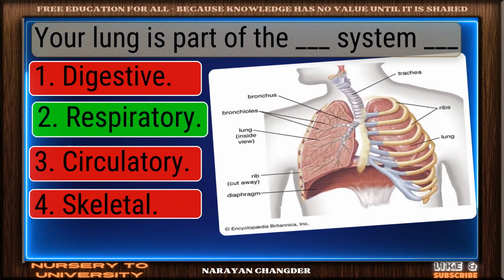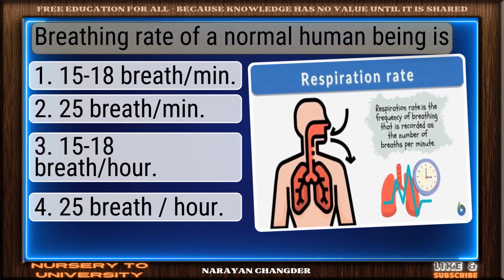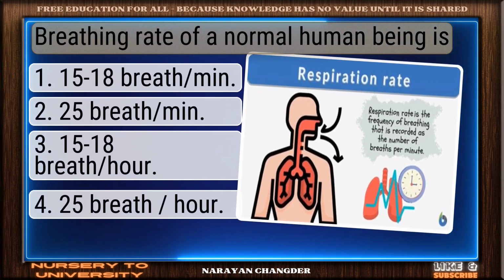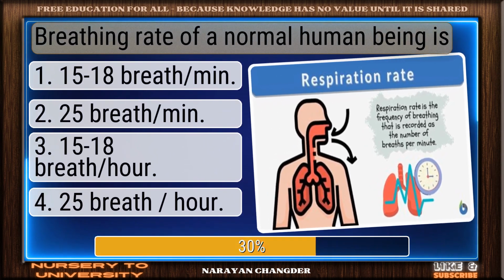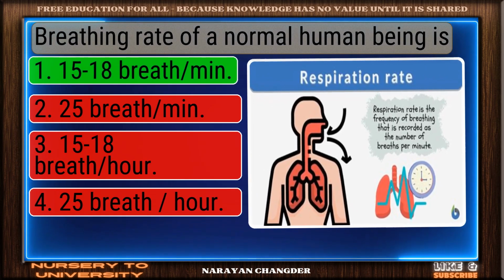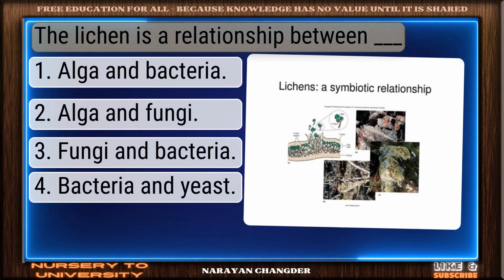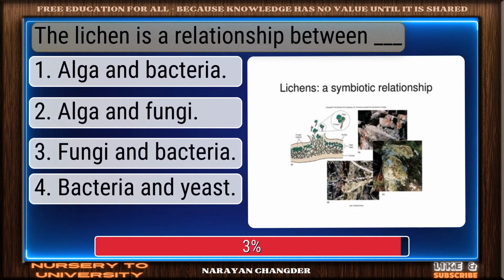Good thinking. Respiratory is the right answer. Question number 115. Breathing rate of a normal human being is? Strong choice. 15-18 breaths per minute is the right answer. Question number 116. The lichen is a relationship between dash.